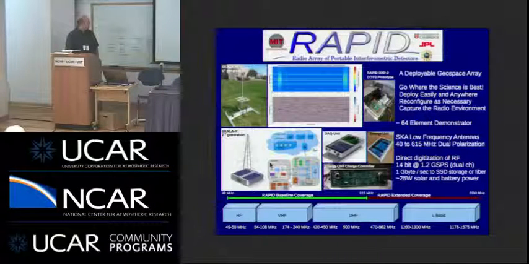Frequency coverage-wise, we targeted 48 to 615 megahertz, which is the square kilometer array antenna design. The extended coverage can go up to 2 gigahertz directly with a different antenna. You could attach subarrays to this underlying frame, which stacks for shipping.